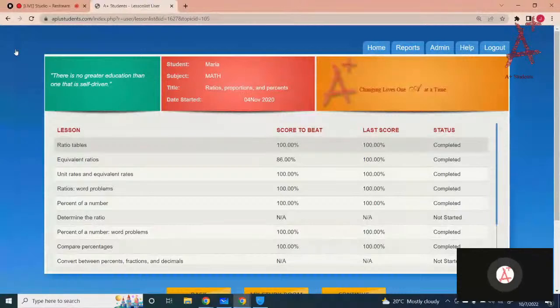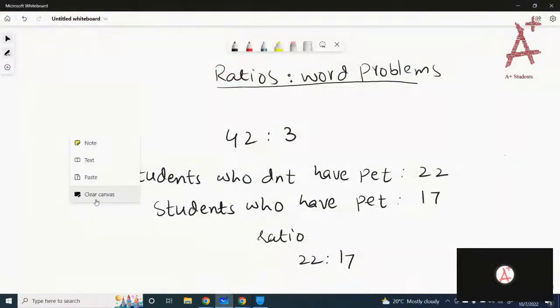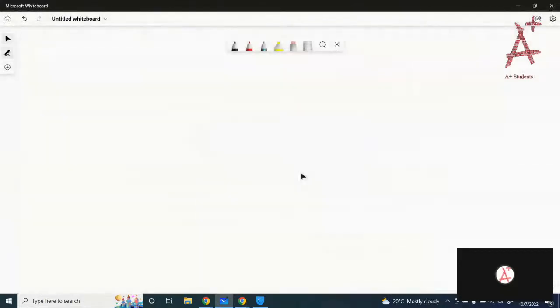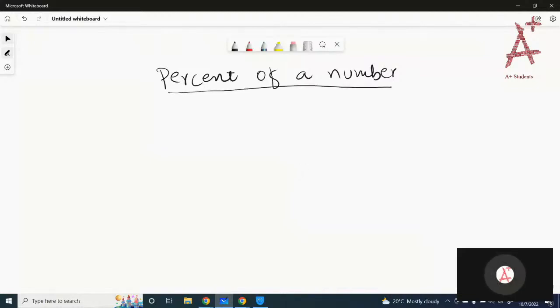Okay, so let's click on the back button. We're going to start with the next topic, that is percent of a number. So please make sure you have your notebook and pencil so that you can note down the important points and the examples as well. They are very important when you're doing test questions. Got it?